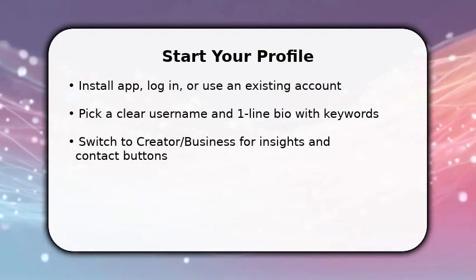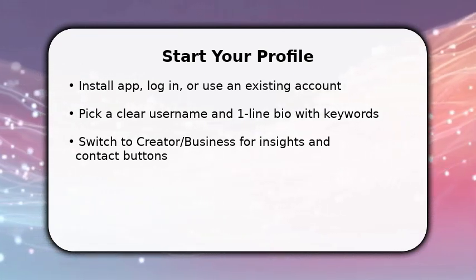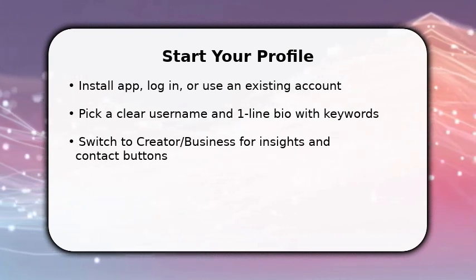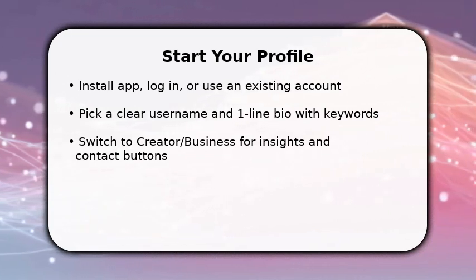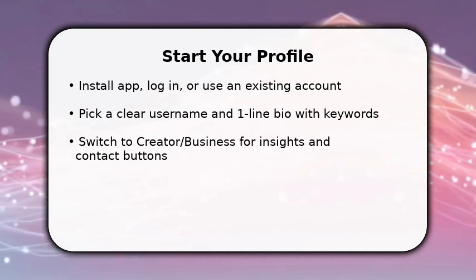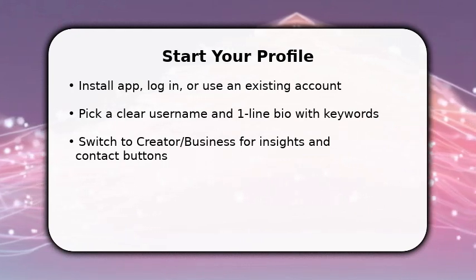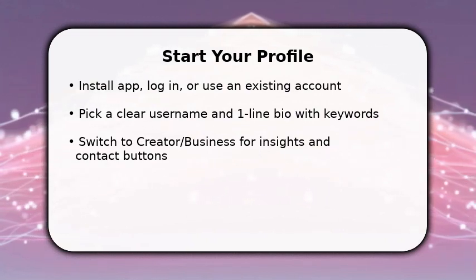You already have the app and an account. Now optimize what people see first. Choose a memorable username and write a one-line bio that explains who you are and what you post. Add a profile photo that reads small and a contact email or button if you want messages. Once done, switch to a creator or business account to access insights and scheduling. This gives you data-driven decisions and unlocks features you'll use in the next steps.